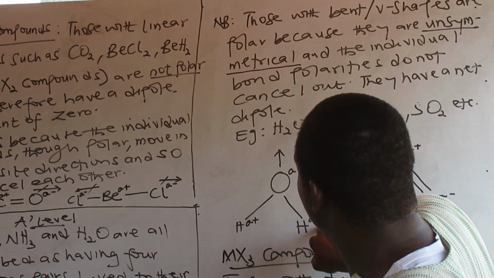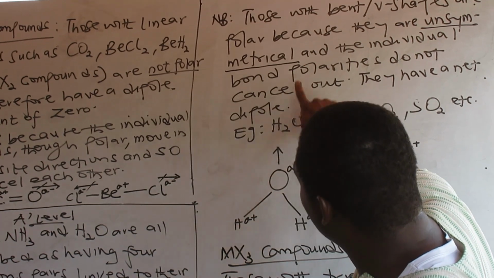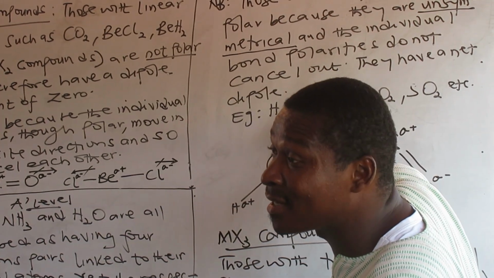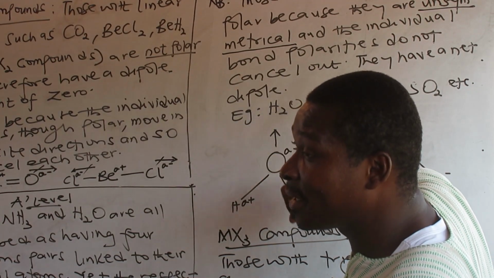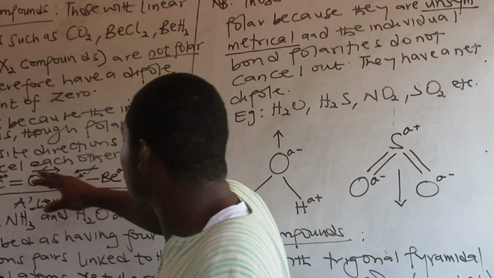So this partial positive, right? If the other direction was also supposed to be partial positive, they would cancel out. So this is unsymmetrical. You see, when you divide them, you should get the same thing here, here, and there, right? Good. Now let's watch this one.